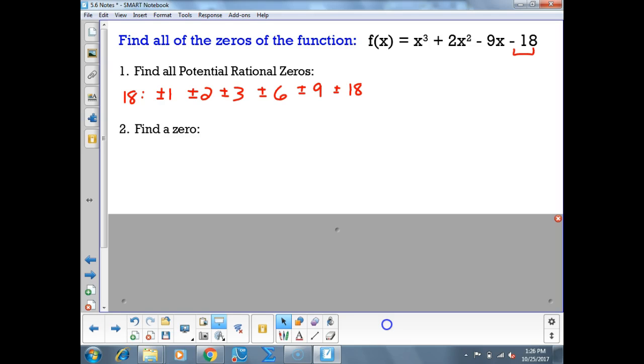Now, notice how I didn't have to do the green number here, right? Why didn't I have to do the green number? Because the lead coefficient is 1. So the only factor of 1 is 1, right?